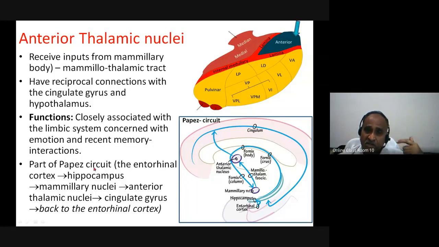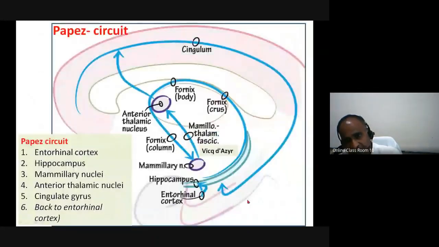I repeat, this Papez circuit starts from the entorhinal cortex, the hippocampal cortex. Then the hippocampus, the mammillary nucleus, the anterior thalamic nucleus, the cingulate gyrus, and back to the entorhinal cortex. Maybe in the next slide it is very clear. So it starts from here. This is the entorhinal cortex. From the entorhinal cortex it goes to the hippocampus, and from the hippocampus it reaches the mammillary nucleus. This is the mammillary body and the mammillary nucleus.